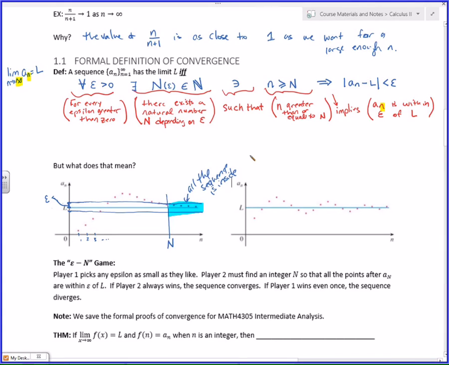Same thing on this one. If I drew the line, let's say put the epsilon right here and right here. So this distance right here, I'm going to call epsilon.